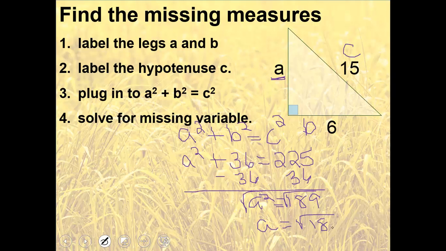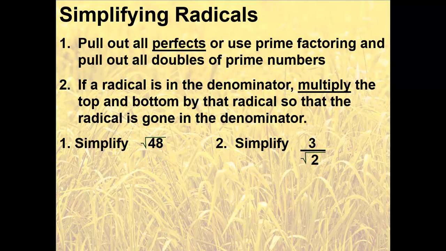And now I would have to simplify this 189, which takes us into the next concept, simplifying radicals and rationalizing them from the denominator. When you simplify radicals, you want to look for any perfect squares, or you want to use prime factoring and pull out all the doubles of prime numbers. Anything you pull out front gets multiplied together. Any factor you leave under the radical gets multiplied together and stays under the radical.